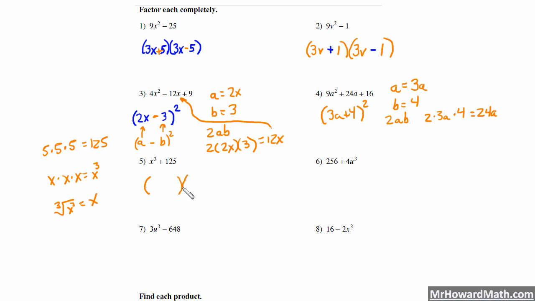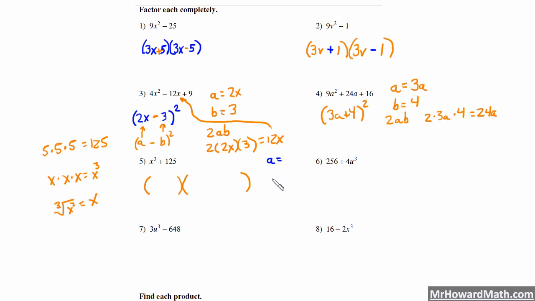Alright, so we need to set up our 2 sets of parentheses. We're going to have a binomial in the first parentheses, and we're going to have a trinomial in the second. So to make this easier, let's just go ahead over here on the side, with a different color so we can see it. Let's identify our A and our B in this case.